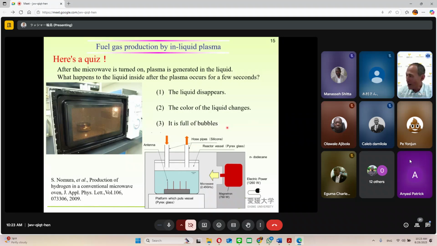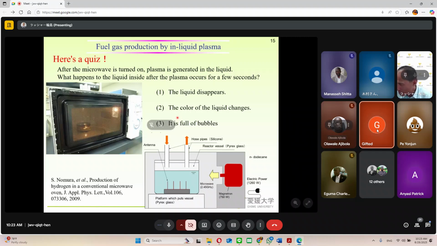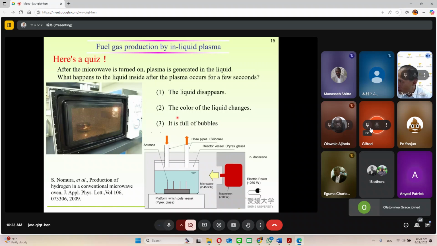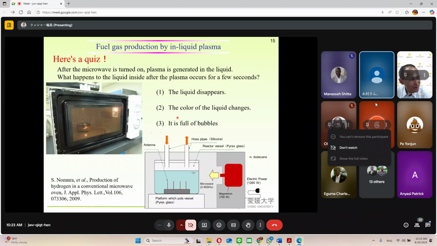I'd like to ask Patrick, are you here? Yes, Sensei, I am here. Okay, which one? One or two or three? Well, okay. Mr. Kimura, are you here? Which number? My answer is 3. Number 3.